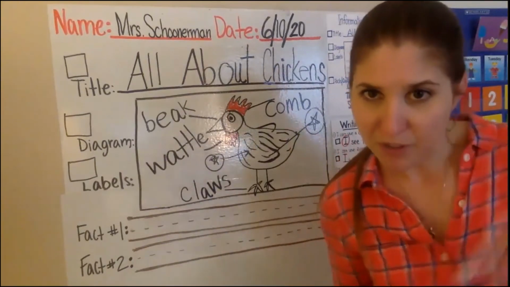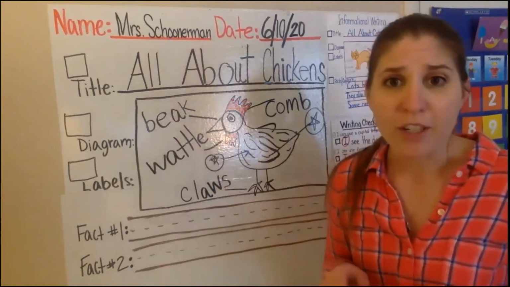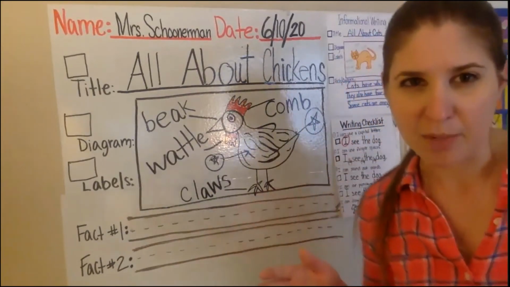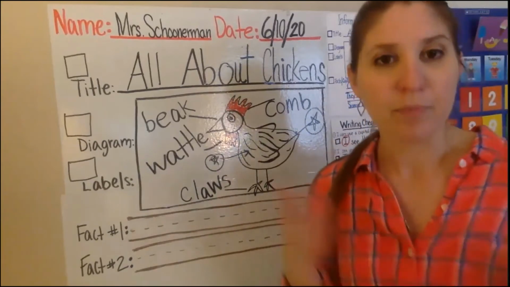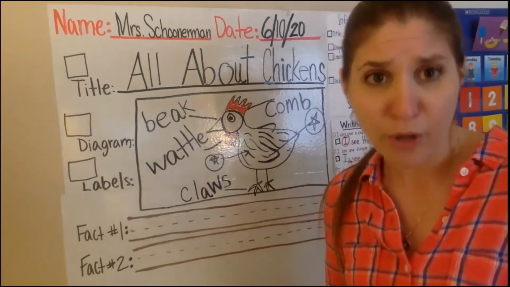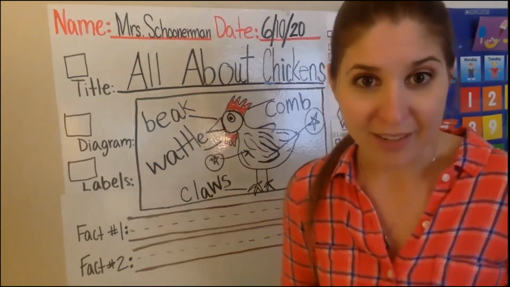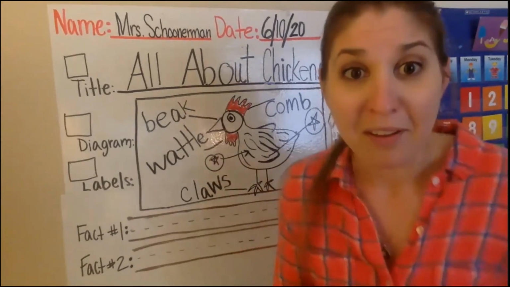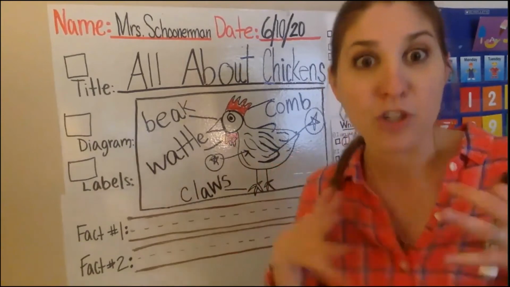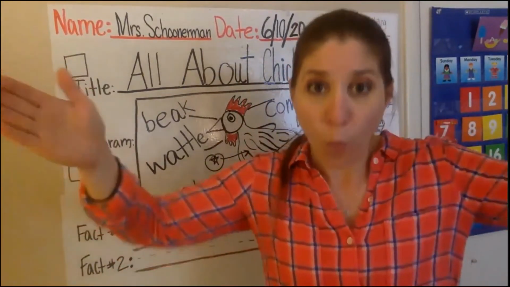Time for the last part. Time for our fact. And that video that we watched together was full of fun facts about chickens. So we've kind of talked about it already. What are boy chickens called? The boys are the ones that say cock-a-doodle-doo, roosters. The girl chickens, hens.